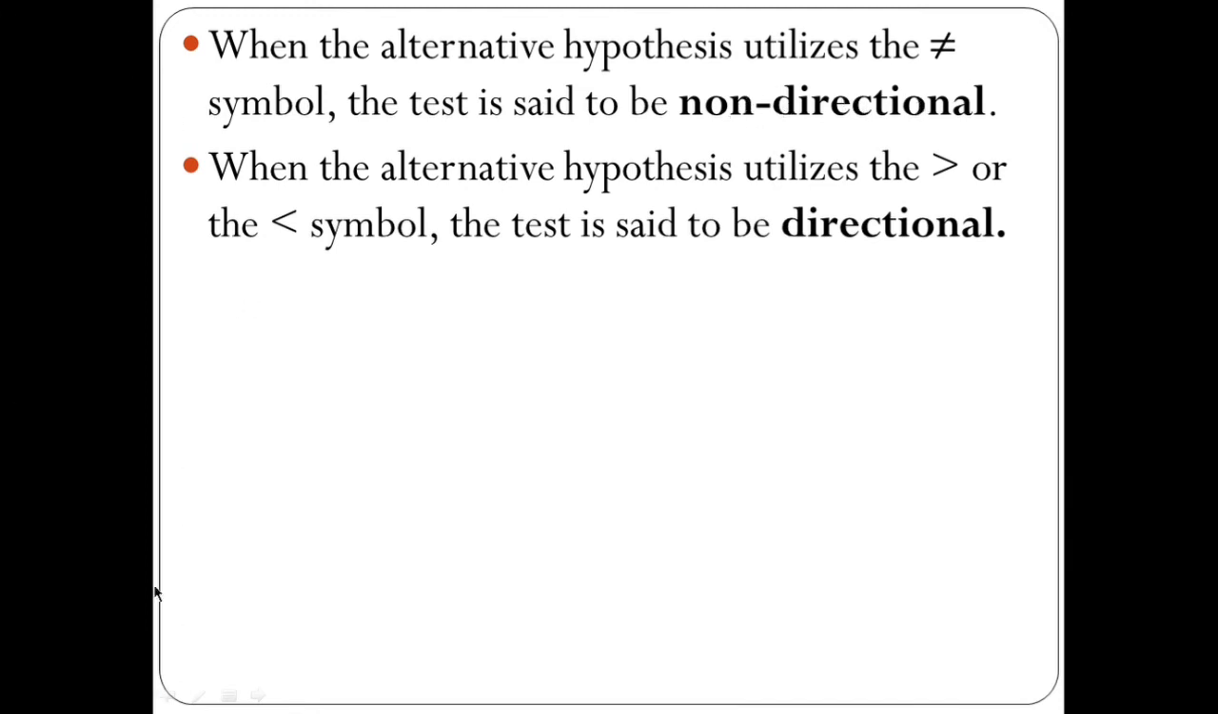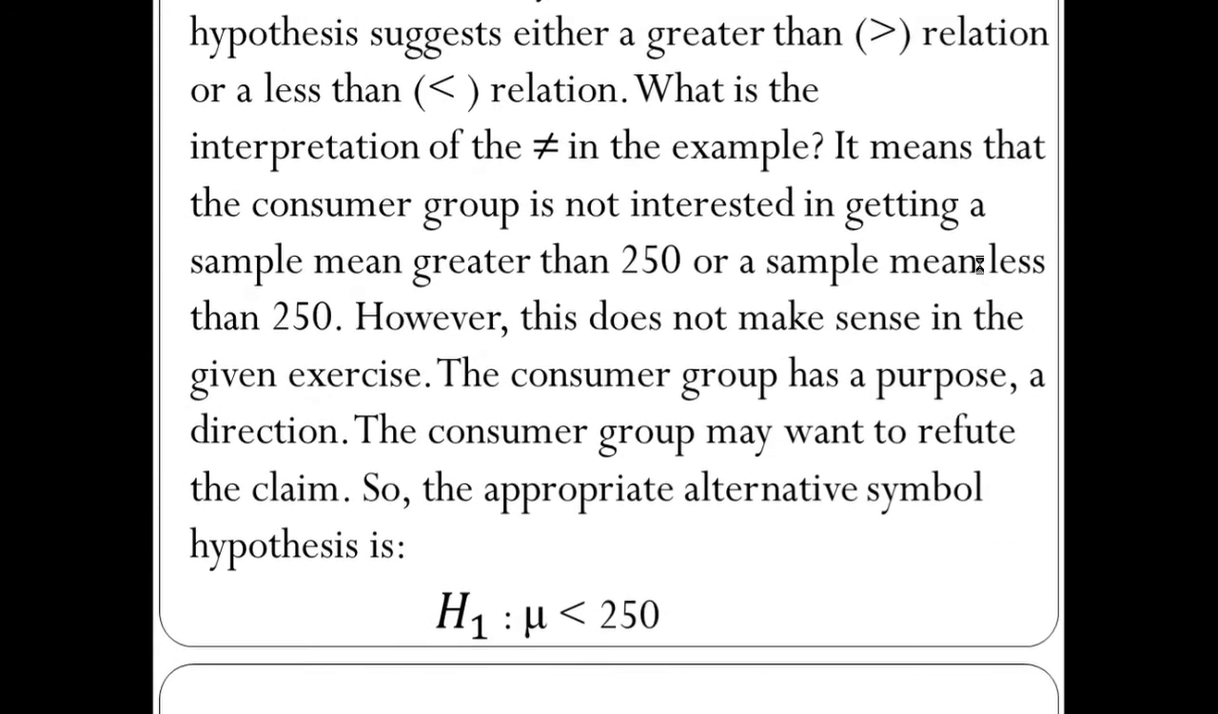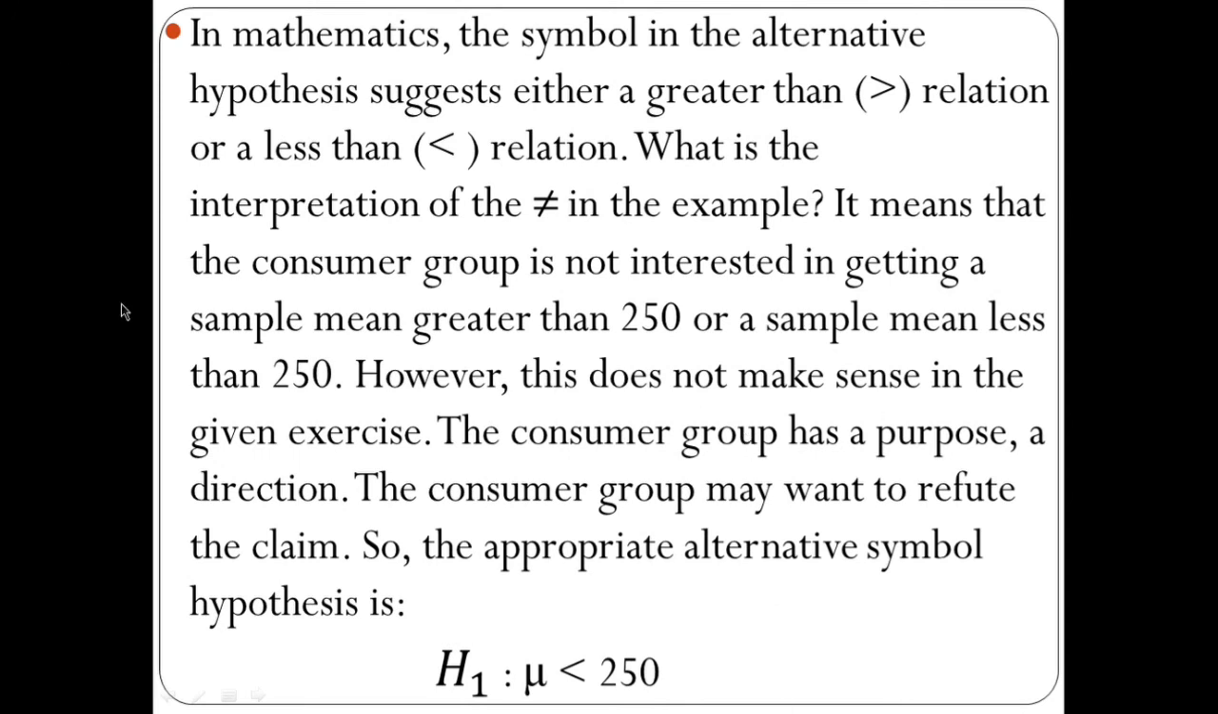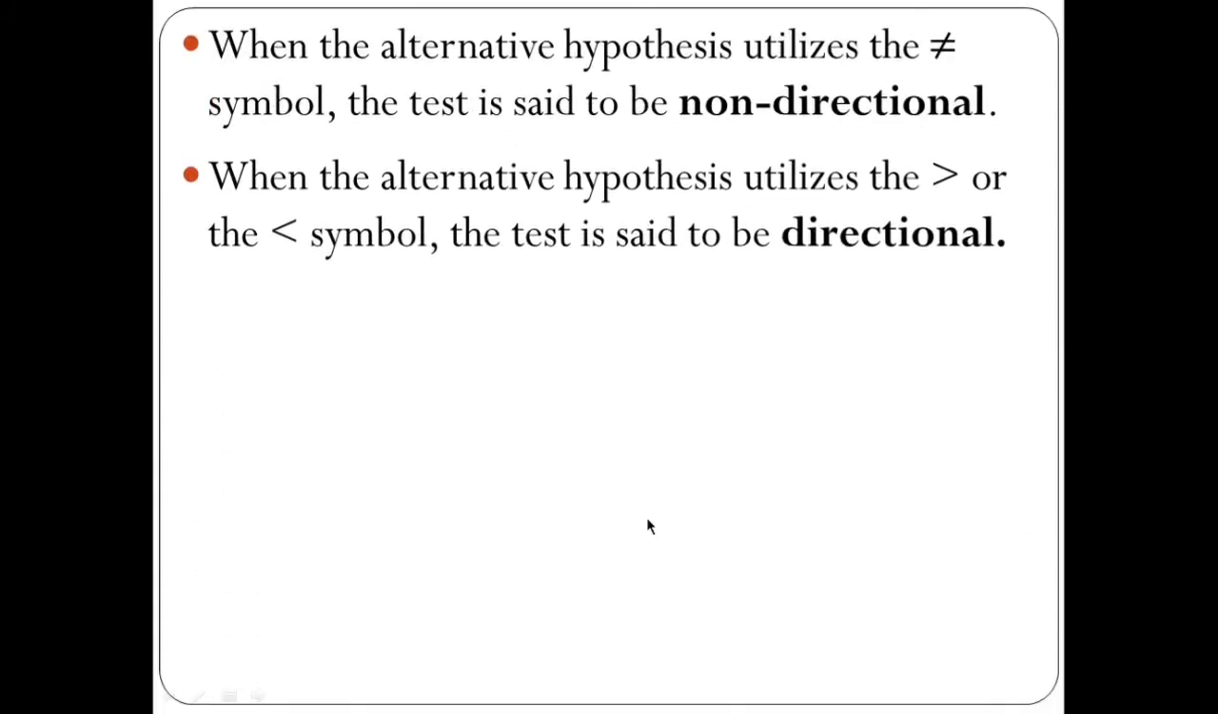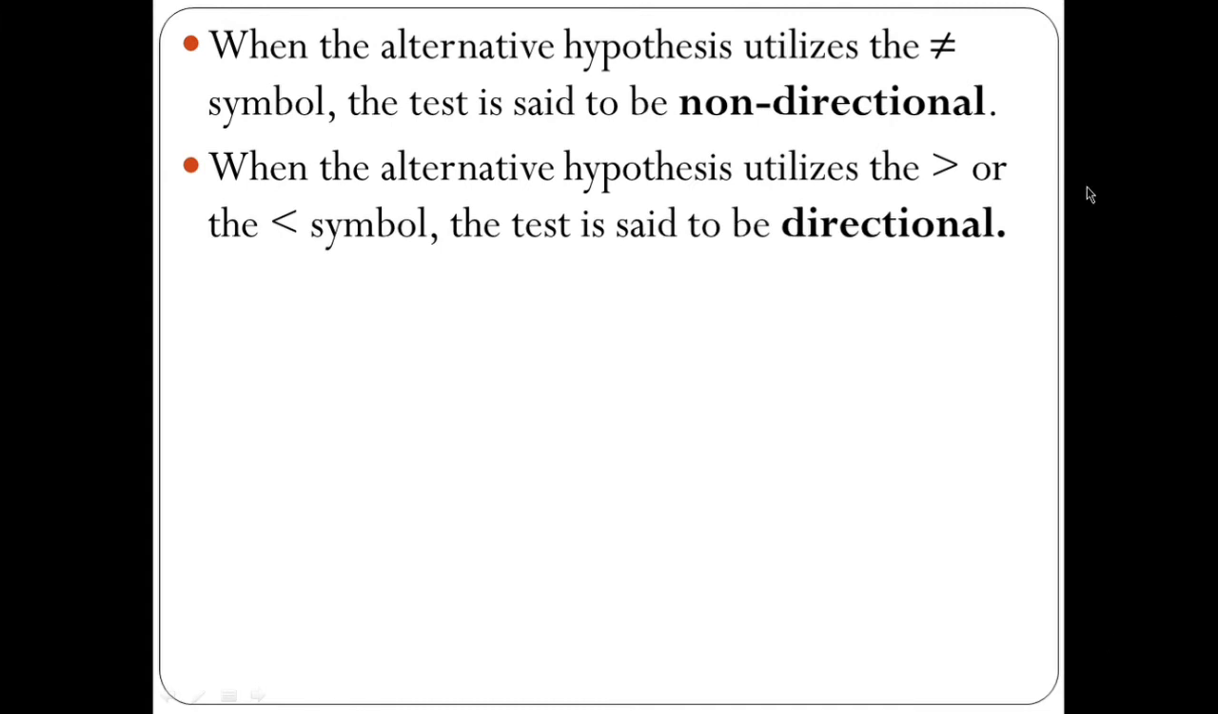But, when the alternative hypothesis utilizes the greater than or less than symbol, the test is said to be directional. Okay, so therefore, yung kanina sa first example natin, okay, so ito, since it is denoted as less than, so itong first example natin is directional. Okay, kasi sa next example nyo, papahanapin doon sa inyo if non-directional or directional. Okay? So, let's proceed to example number 2.